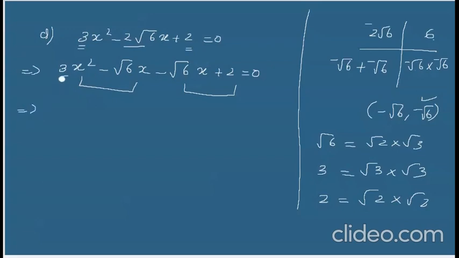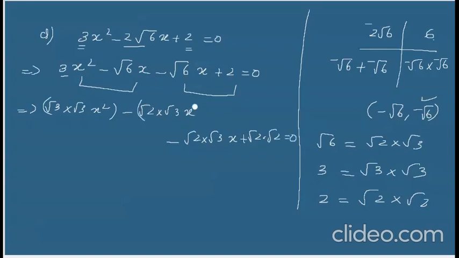So let me write one more step. I'm going to write 3 as root 3 into root 3 x square. Alright? And minus root 6 as minus root 2 into root 3x. Okay? Again minus this as root 2 into root 3x and plus 2 as root 2 into root 2 is equal to 0. This is just for your convenience and writing like this. Otherwise, it is very simple. You can directly do the question.